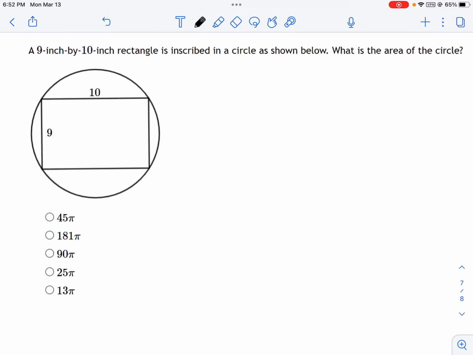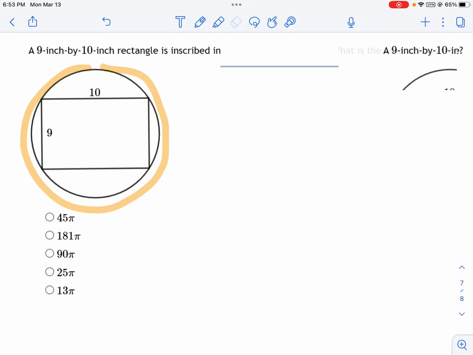Hello and welcome. So we're told we have a 9-inch by 10-inch rectangle inscribed in a circle as shown below. So inscribed just means that you have a circle, and inside of the circle is a rectangle.